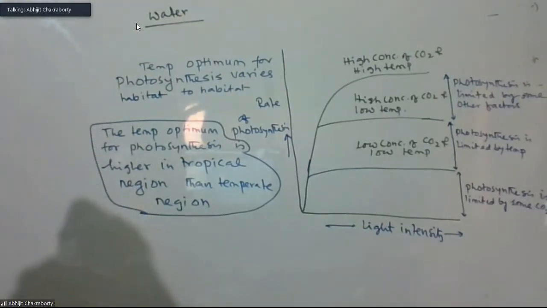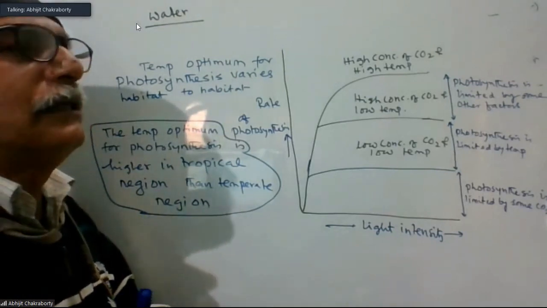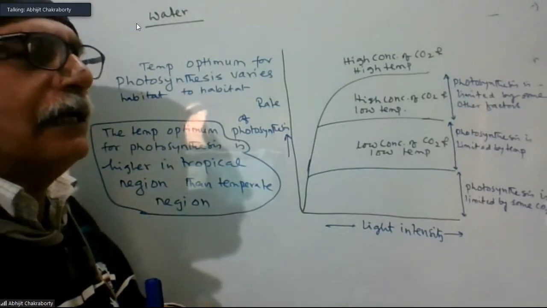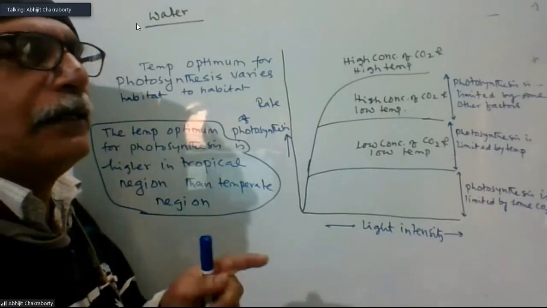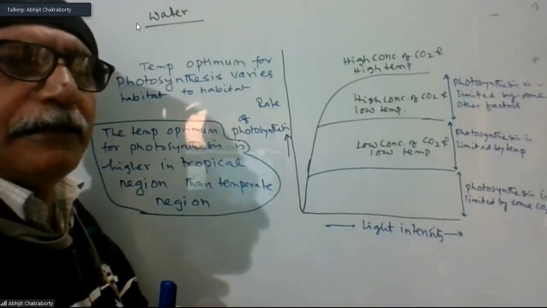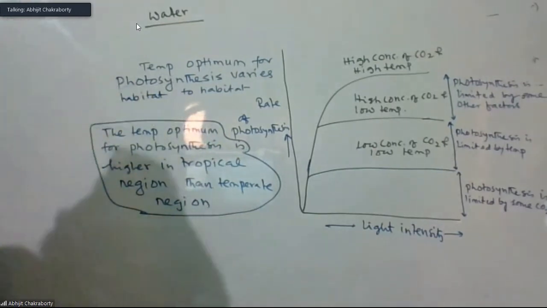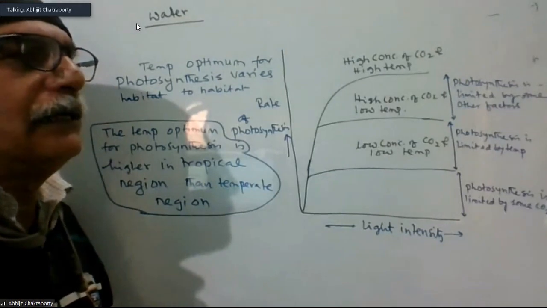So remember this thing. It does not affect photosynthesis directly. Water is not affecting photosynthesis directly. Rather, as a factor, it has an effect, but it is not going to affect the rate of photosynthesis directly. As a factor, it affects more on the plant, but directly it does not.